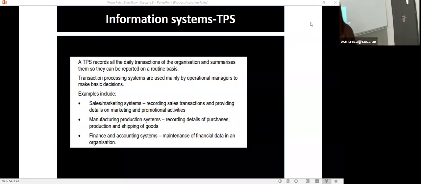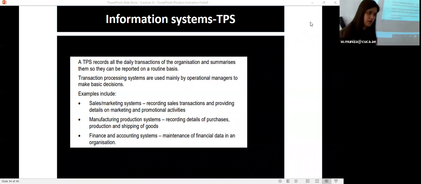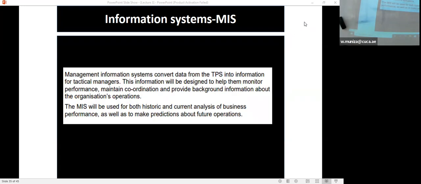It can be used in finance and accounting systems, as I've given you an example, for maintenance of financial data in the organization. When an invoice is generated, the data source arises, the entry is recorded automatically, and it is ultimately summarized in the form of financial statements. Then, students, the next one is management information systems.